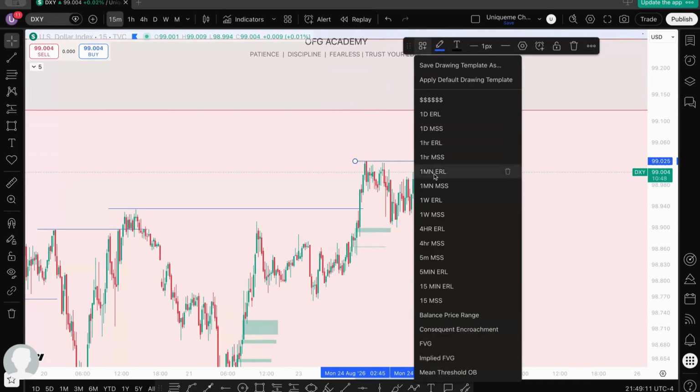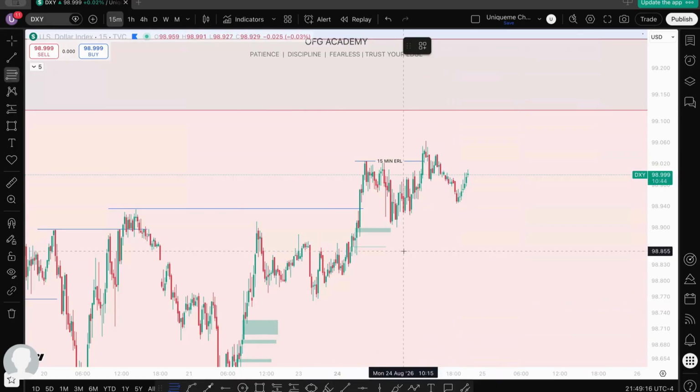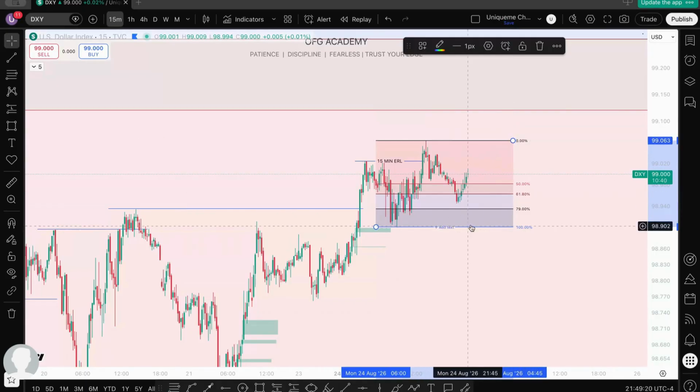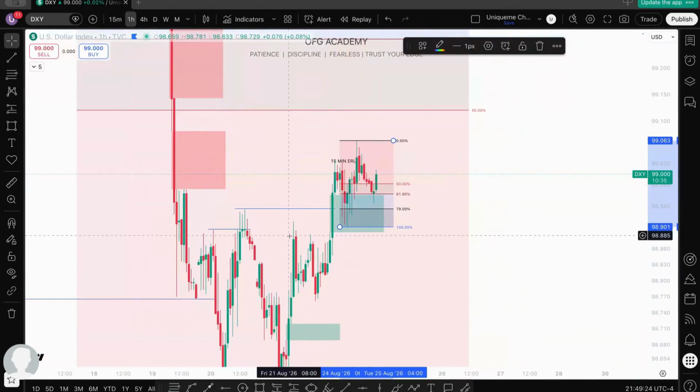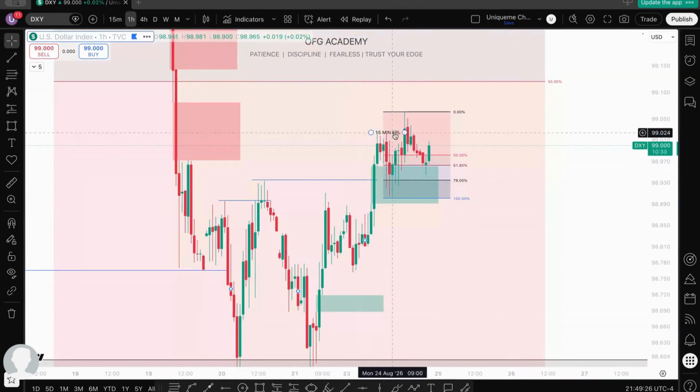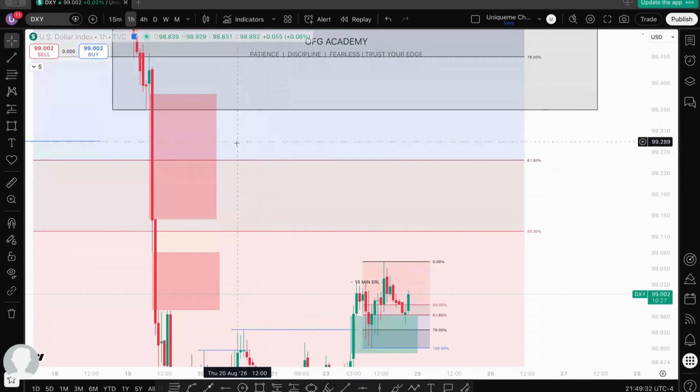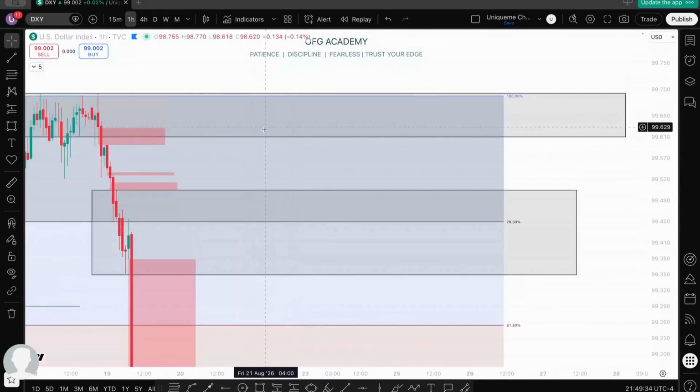So I got to learn that structure is king, and I keep working on structure because the moment you don't understand structure, everything is a waste of time. The moment you don't understand structure, there's a change of character there with a break of structure, and that's why price is reacting up there, hourly time frame. So I'm expecting price to get to this level around here or around here.